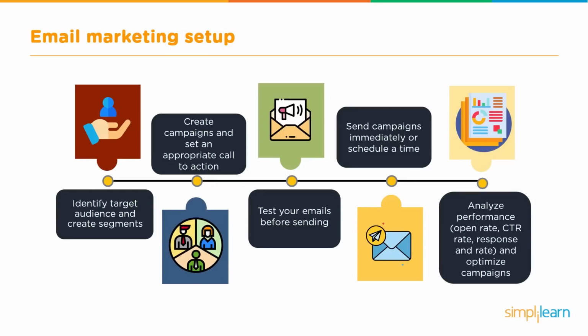And then we can send the campaigns immediately, or we can schedule a time. My advice here is always schedule a time. You want to figure out the best time to send that email. And then once the email is sent, whenever that is, you want to analyze performance. There are some key metrics that you want to hone in on when we talk about email marketing, and some of those are open rates, click-through rates, and response rate. So we want to hone in on certain key metrics when it comes to emails.